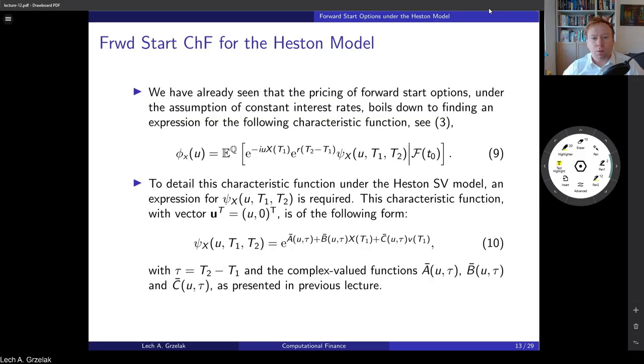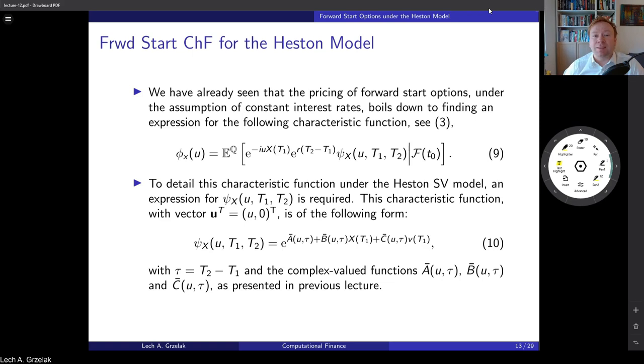Computation of forward start options under the dynamics of the Black-Scholes model is not really an exciting process of pricing, especially since for the Black-Scholes model we know the prices analytically. Now let's increase the complexity and consider the Heston model.